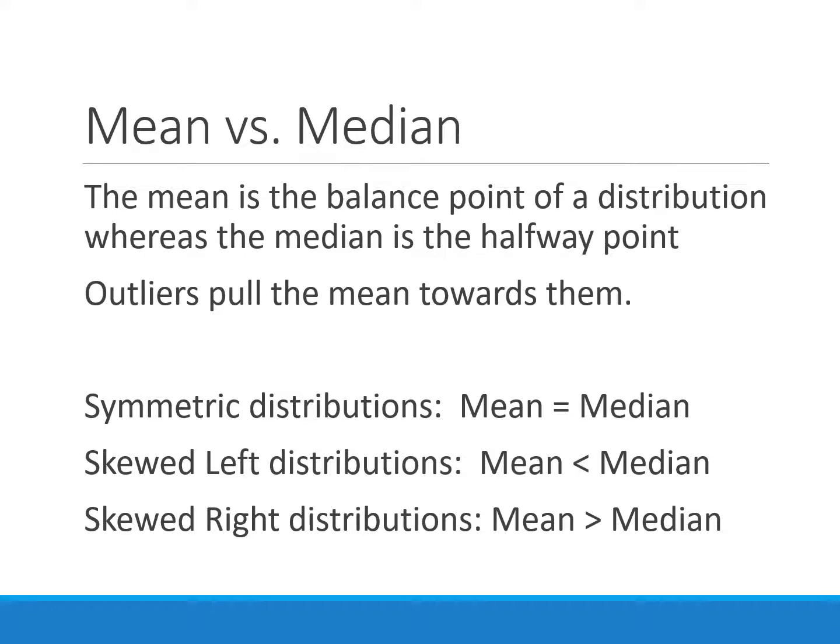Lastly, the mean is the balance point of a distribution, whereas the median is the halfway point. Outliers pull the mean towards them. So if we have a symmetric distribution, the mean and the median are essentially the same value. When we have a distribution that's skewed to the left, we have values on the left side that are acting kind of like outliers, even if we can't mathematically identify them as outliers. So the mean is getting pulled towards that skew, towards the left, and it gets pulled lower than the median. In a skewed right distribution, the mean is pulled to the right, so the mean is larger than the median. So looking at the shape of a distribution, we can always give some kind of answer as to where the mean is with respect to where the median is.